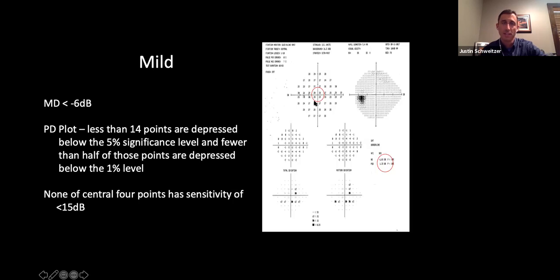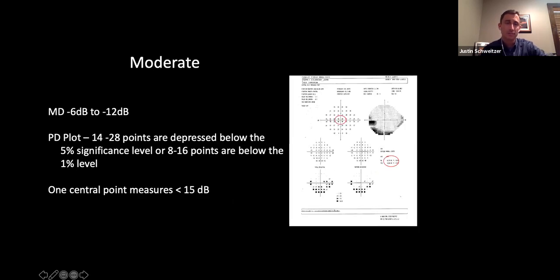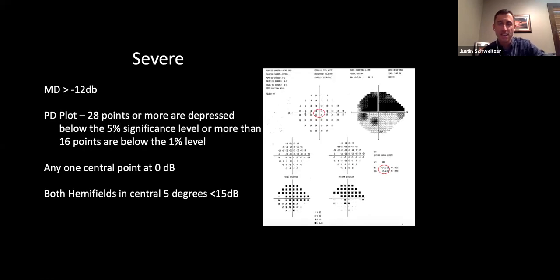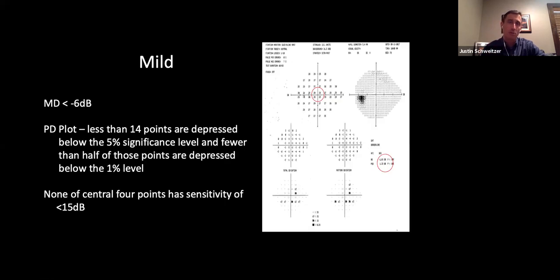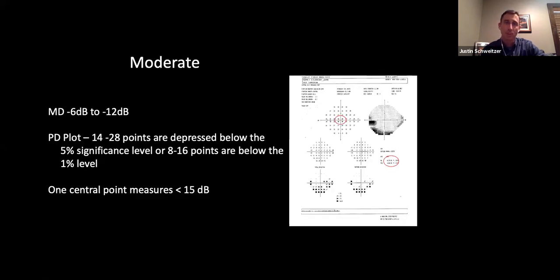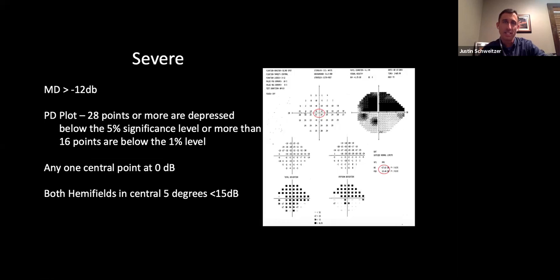In regards to moderate, mean deviation falls between -6 to -12. Same thing, a little higher number. The PD plot, you can see it there, 1 central point less than 15. And then severe, greater than -12, and you guys can read that as well. Now, when we're dealing with moderate and severe, you only have to have one of these things to satisfy to be classified as that. So with mild, all 3 of these have to be met. With moderate and severe, only one of these need to be met.